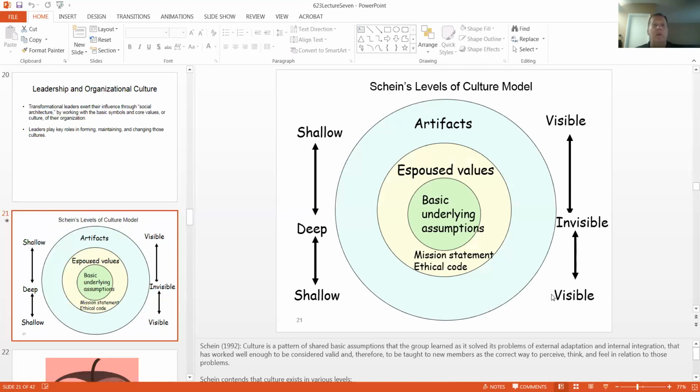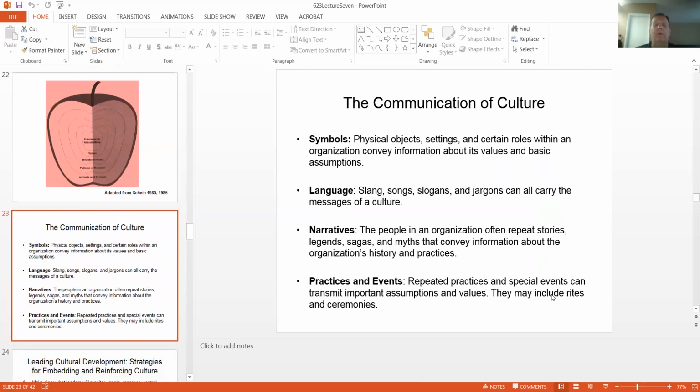So leaders have the ability to shape the culture of their organizations. Effective leaders are the ones who are able to bring a new culture into the organization, or at least revise the existing culture of the organization. So the question then becomes, how do they do it? How does a leader communicate culture?